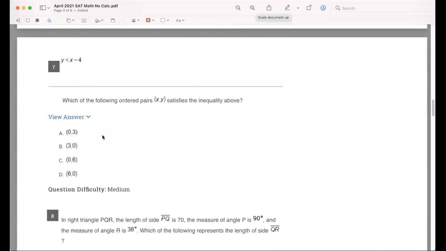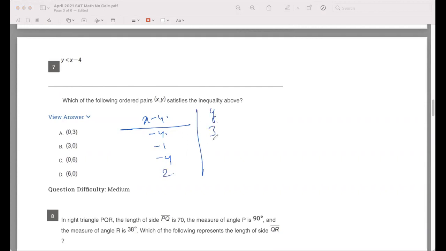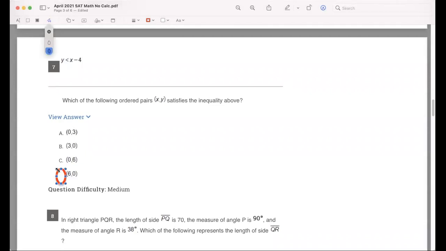Okay, so let me find x minus 4 for all of these options. For option A, it's -4, -1, -4, and 2. And what is y? 3, 0, 6, and 0. So is y less than x minus 4? No. No. No. Yes. So the right answer is option D. Okay, so I'm going to choose D for this.